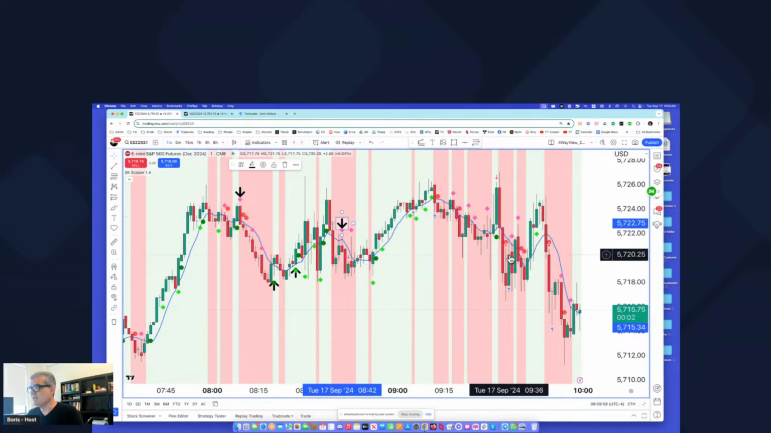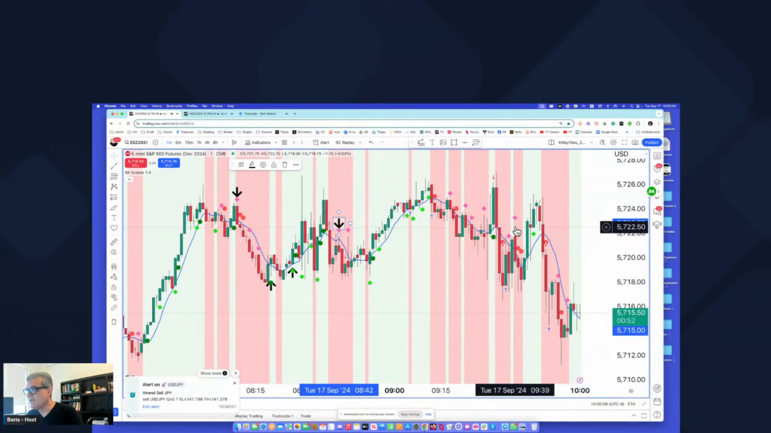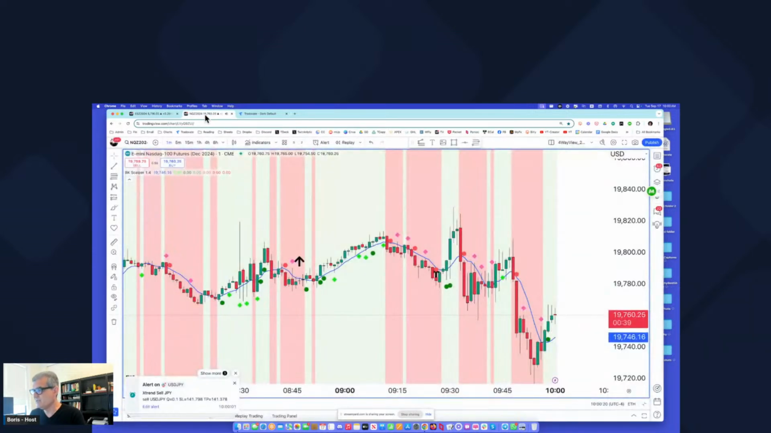The last successful ES trade on the short side was because this high was lower than this high. We're always looking at the last red segment or the last green segment. If we're green, we're looking at the last green segment, seeing where it is. If we are red, we're looking at the last red segment, seeing where it is.